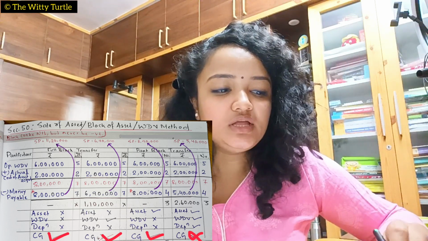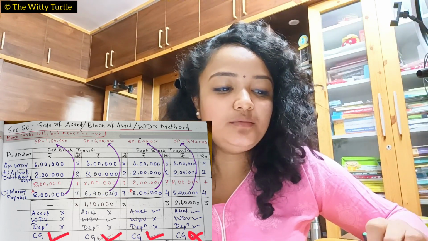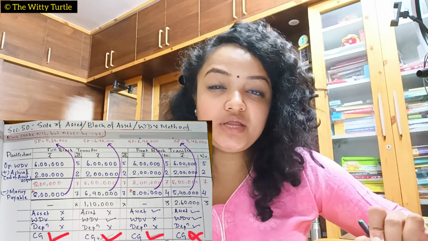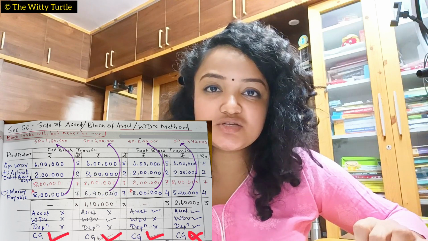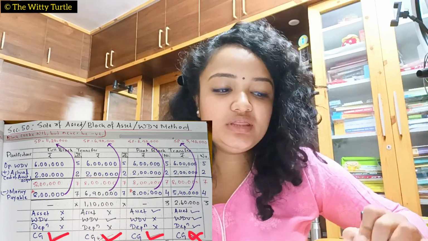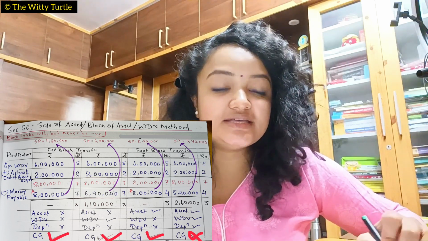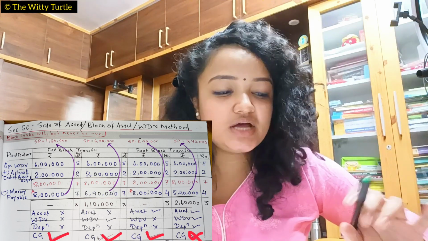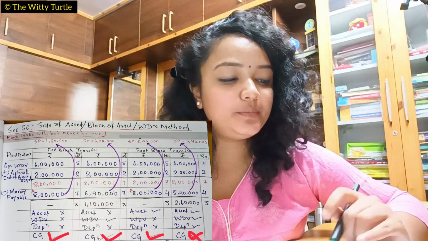So now look at this. Tell me, is there any asset remaining? No. Is there any WDV remaining? No. Is there any depreciation allowable? No. So in this case, what happens? In this case, capital gain will be chargeable. Capital gain will be chargeable. So now what will happen in this case?